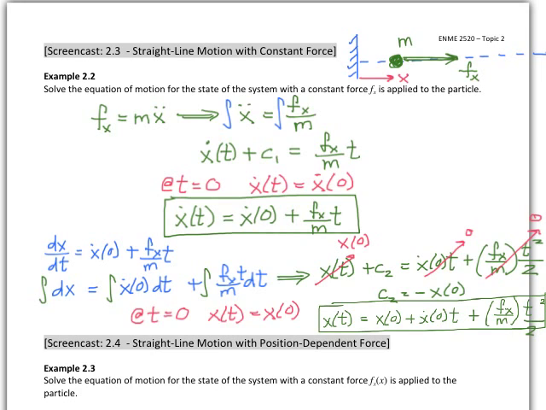It's the solution for the position, and then here's our solution for our speed that came from our original second order differential equation, which was x double dot is equal to the constant, the force in the x direction divided by the mass. And these are scalar equations for a particle that's undergoing a constant acceleration.